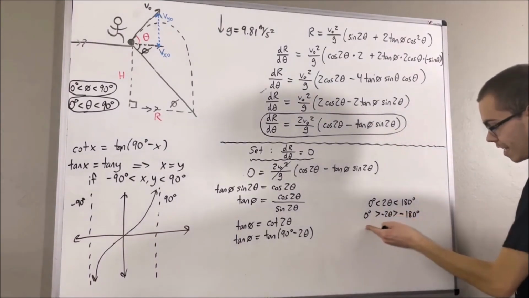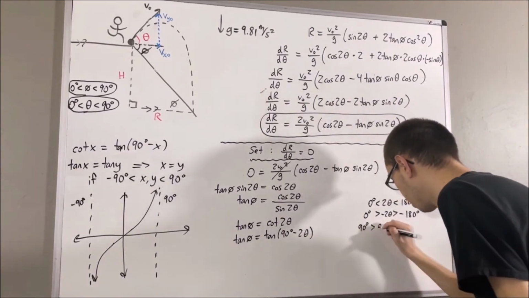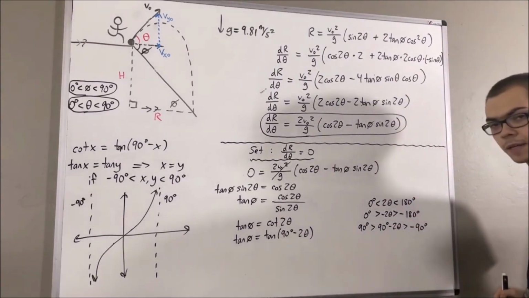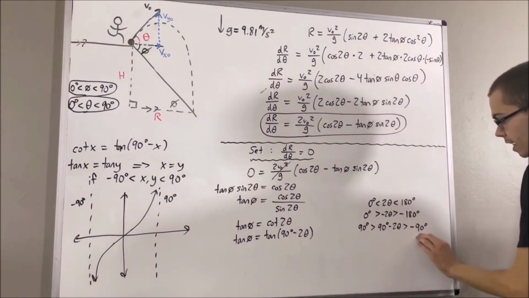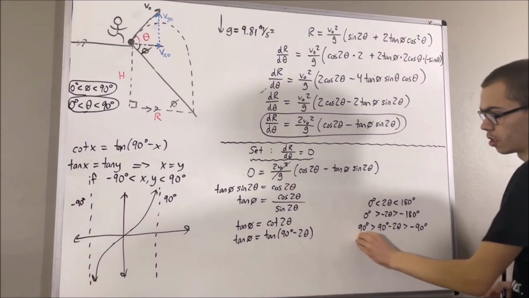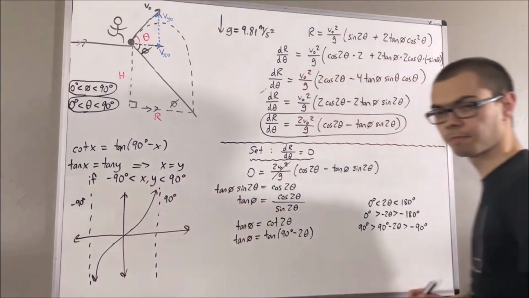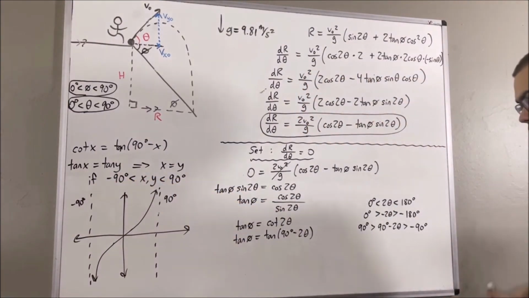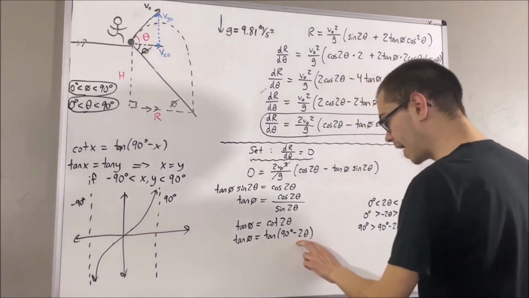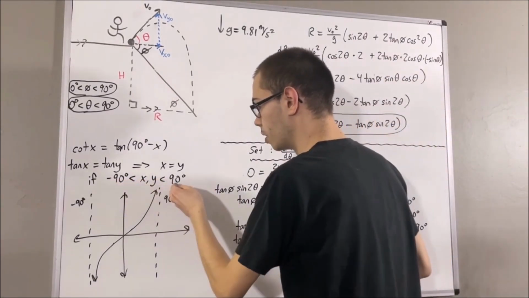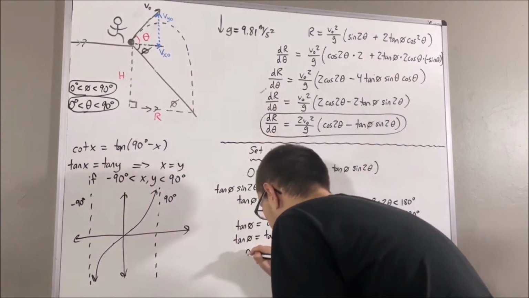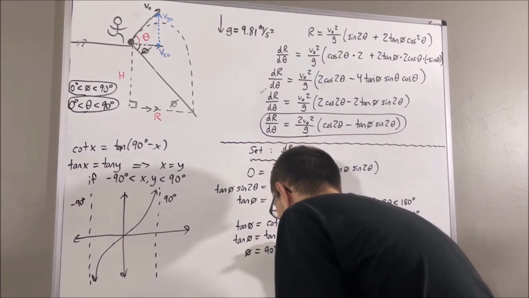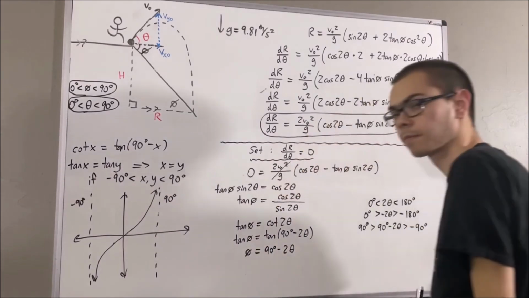And then let's just add 90 degrees on all three sides. So we get this. And as you can see, 90 degrees minus 2 theta lies between negative 90 degrees and positive 90 degrees. So it lies in this interval. And so at this point, we see that both of these angles lie in this interval. So according to this statement, this implies phi must be equal to 90 degrees minus 2 theta.